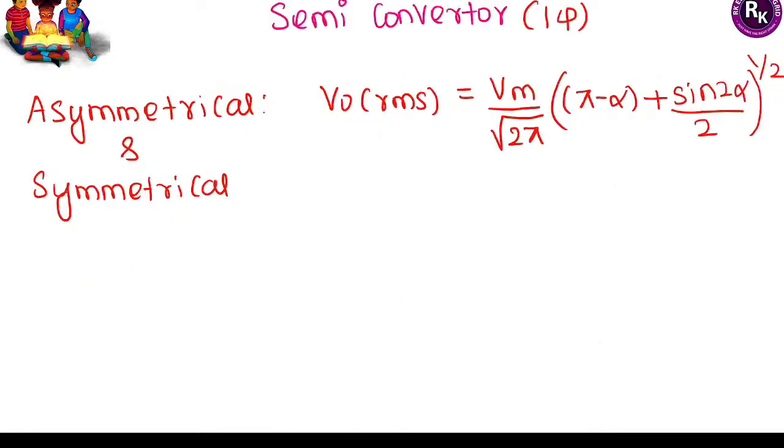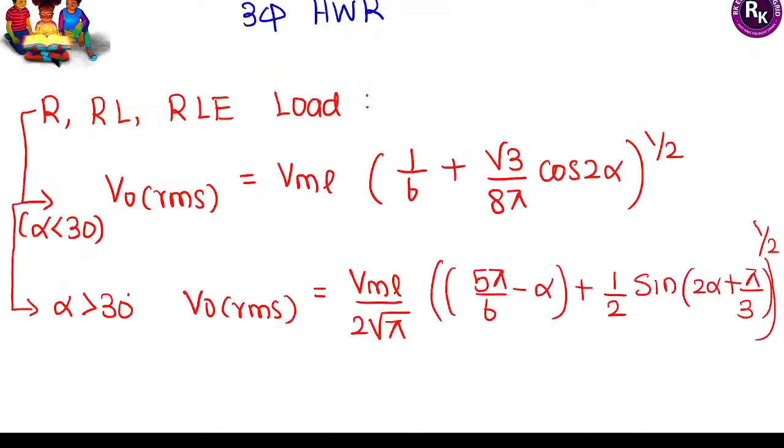Next, let us talk about the single phase semi-converter. In case of the semi-converter, it doesn't matter whether it is a symmetrical or asymmetrical configuration. We have a single formula for V naught RMS. Just make a note. Next, let us talk about the three-phase half wave rectifier.